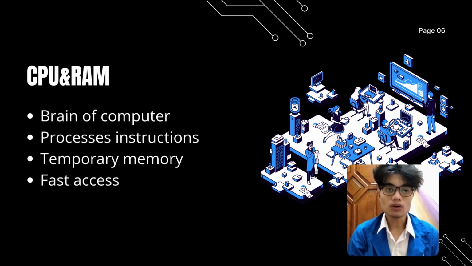The CPU or processor handles instructions and controls computer activity. It is one of the most important components. RAM stores temporary data while programs are running. More RAM helps the computer run faster and smoother.